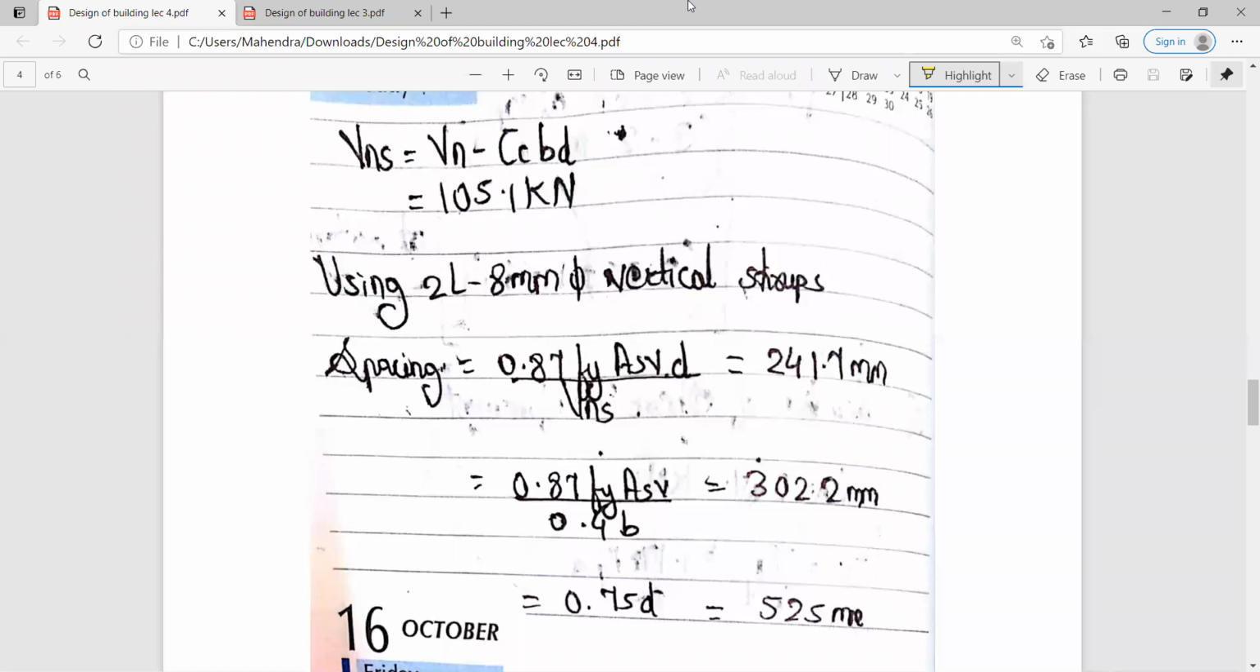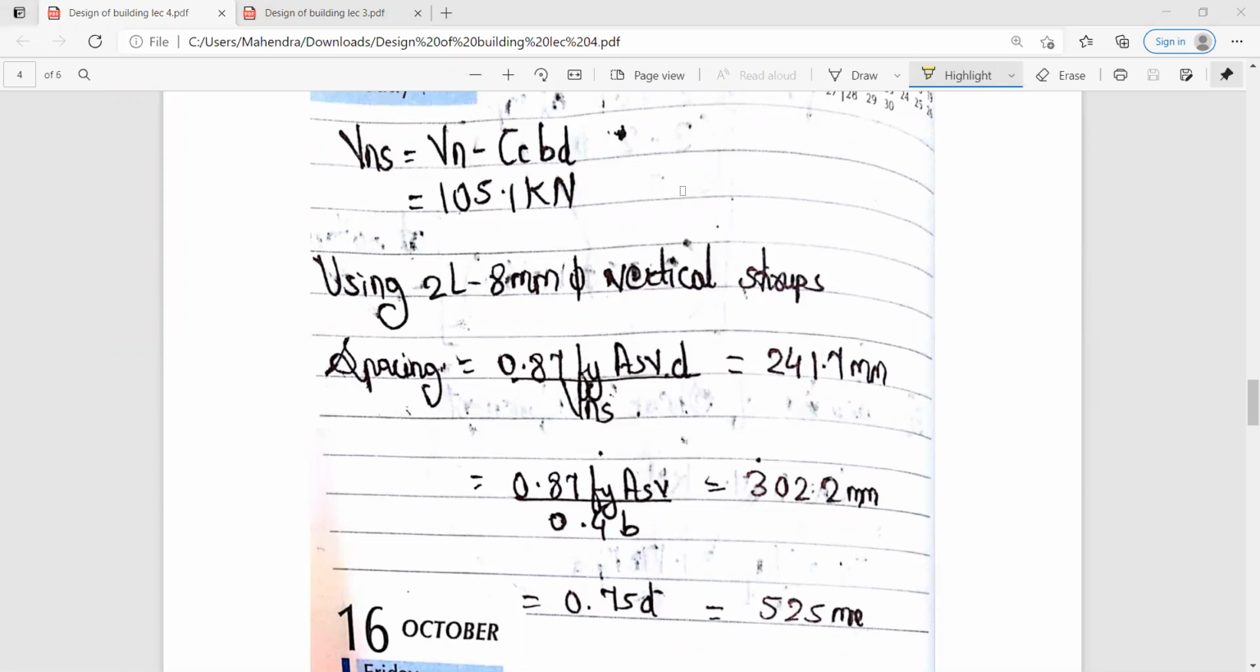Shear force is 247.5 minus tau C. Just now you had calculated that, that is 0.678. B is 300 and the D is 700. So after substituting all the values, you will get the value, that is 105.1 kilonewton.